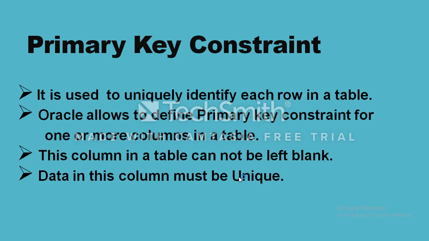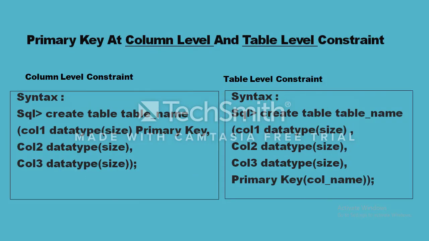Oracle allows you to define a primary key constraint for one or more columns in a table. This column in a table cannot be left blank, and the data in this column must be unique. Now, to define the primary key in your table, there are basically two methods. First one is primary key at column level constraint, and the second is primary key at table level constraint. We will see the syntax one by one.